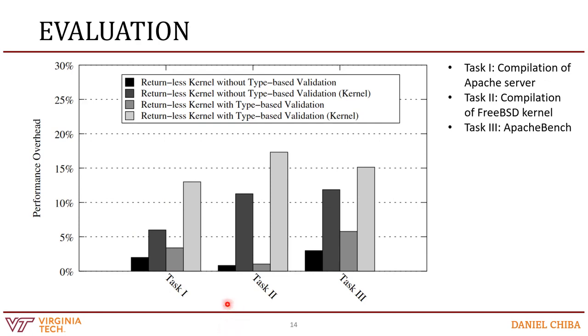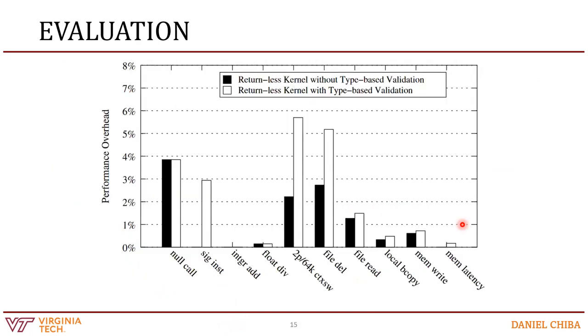But the more real-world impact would be indicated by lines 1 and 3, and in that case, the worst case is just around 6% for Apache Bench. They also used the LMBench benchmark, and similarly, it's just under 6% in the worst case for when type-based validation is included.